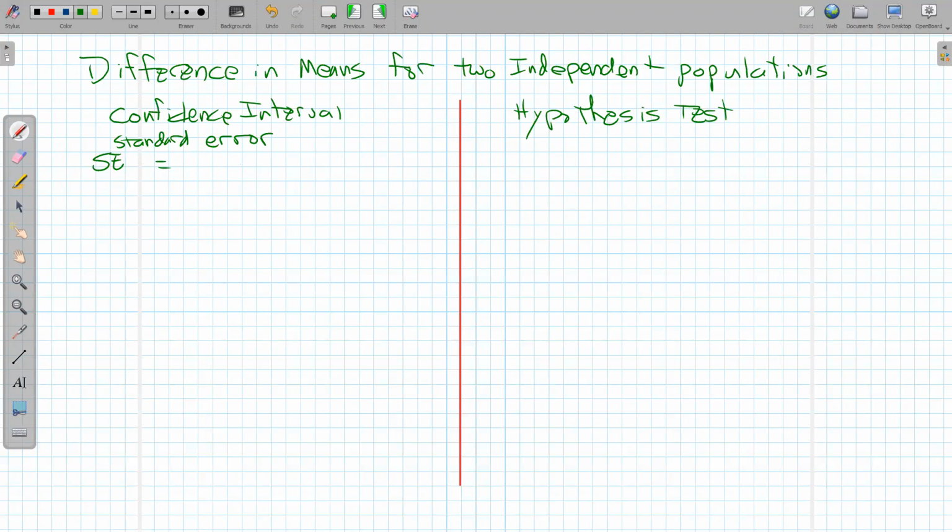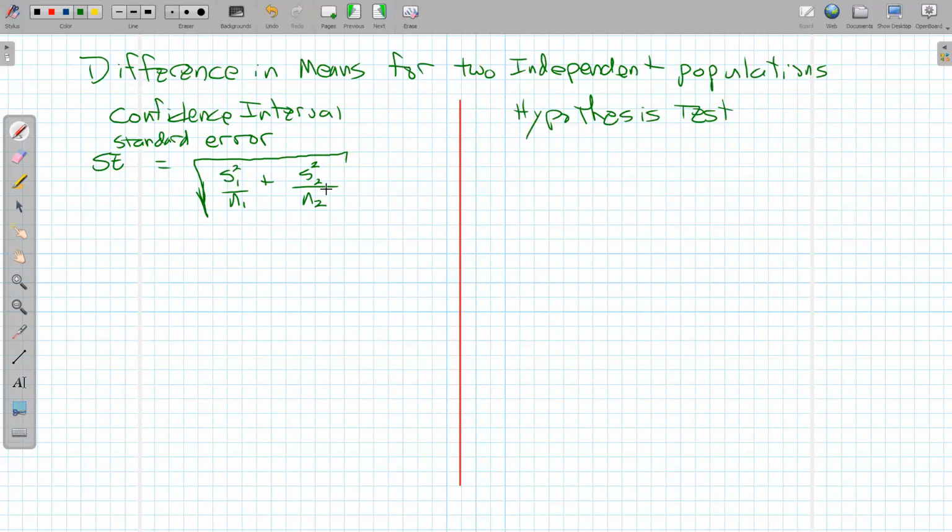And the way we do that is inside the square root, we have the standard deviation of the first population or sample squared divided by its sample size. And again, all of this is inside the root. And then the standard deviation of the second sample squared divided by its sample size.